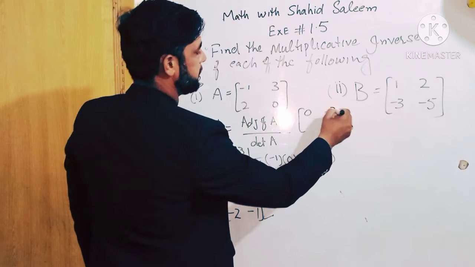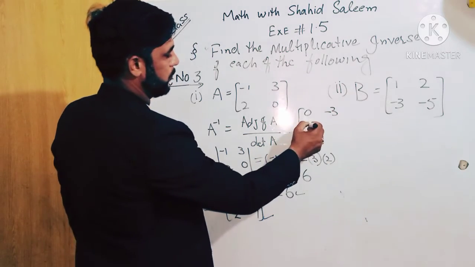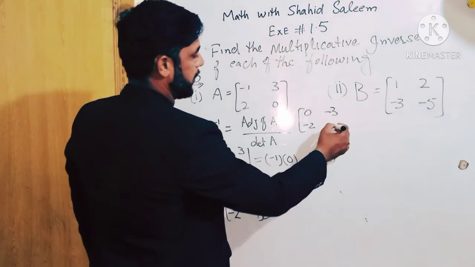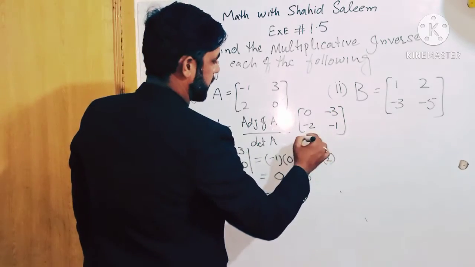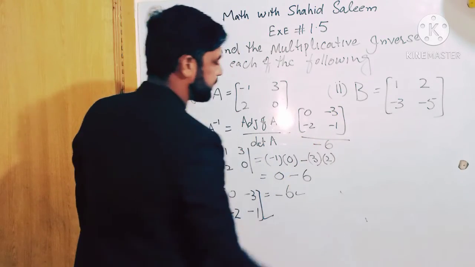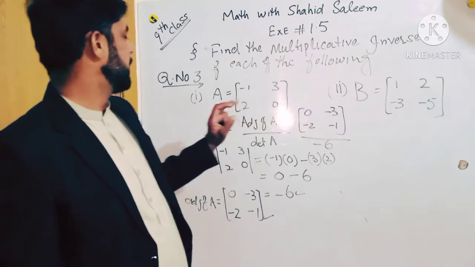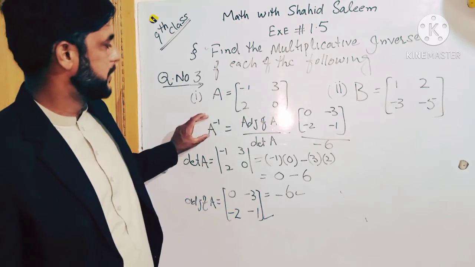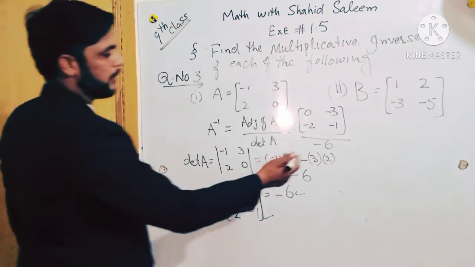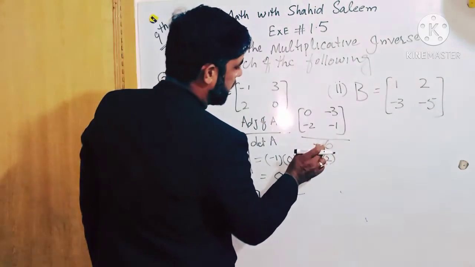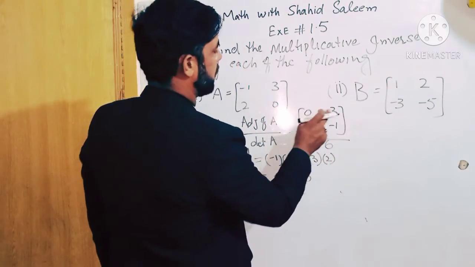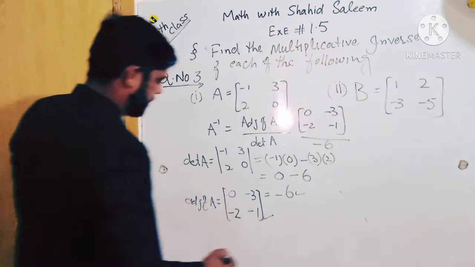Putting these two values in this formula, that is [0 -3; -2 -1] over -6, which is the multiplicative inverse of the matrix A. So we put -6 under all these elements.